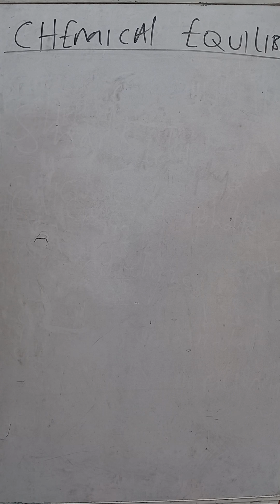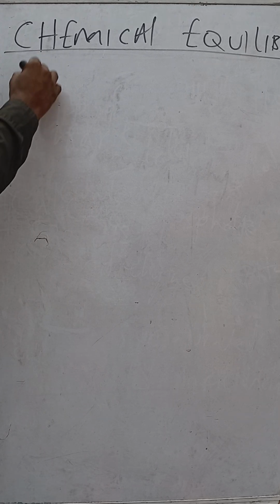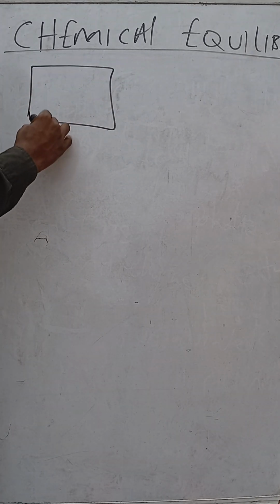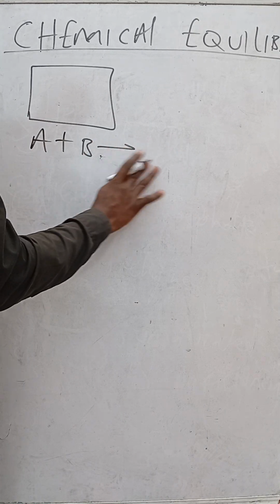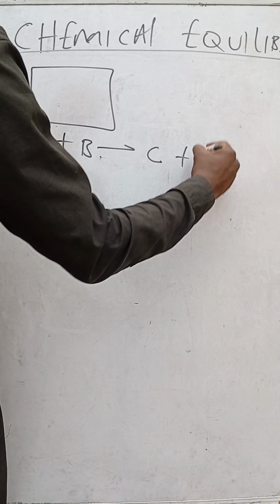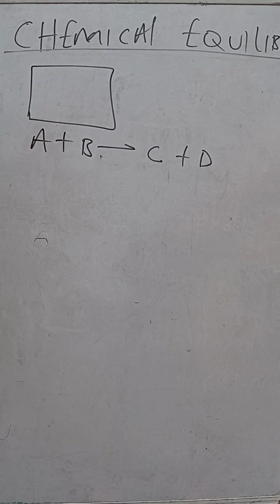Now, chemical equilibrium is actually a dynamic equilibrium, an equilibrium encountered in chemical changes or in a chemical reaction. They usually occur in a closed system, especially when there are gaseous reactants. So what do I mean? For instance, A plus B reacts to give C plus D.